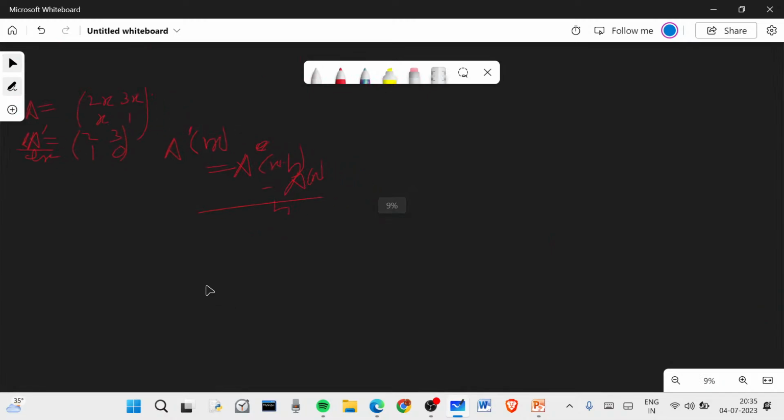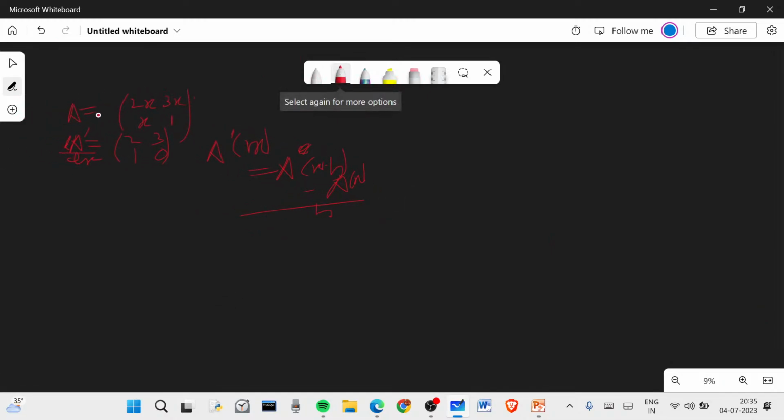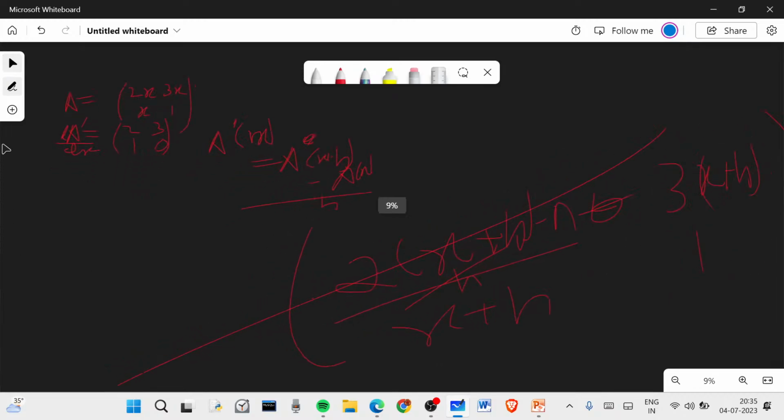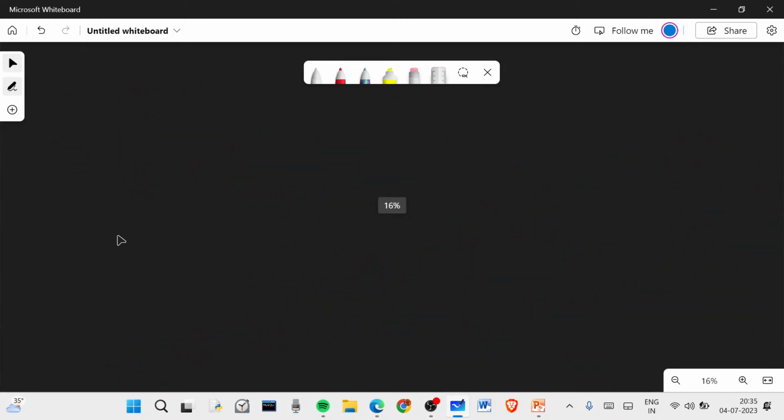So if I evaluate A(x plus h), let's say it's a matrix function, it would be 2 times (x plus h), 3 times (x plus h), x plus h, and 1. I'm writing the matrix A(x plus h). Then I would do minus A(x), then I will divide by h, and I can do minus A(x) every time and divide by h at the same time. So I think now you must be convinced that what I'm trying to say is correct. This is a notation, the derivative of a matrix.